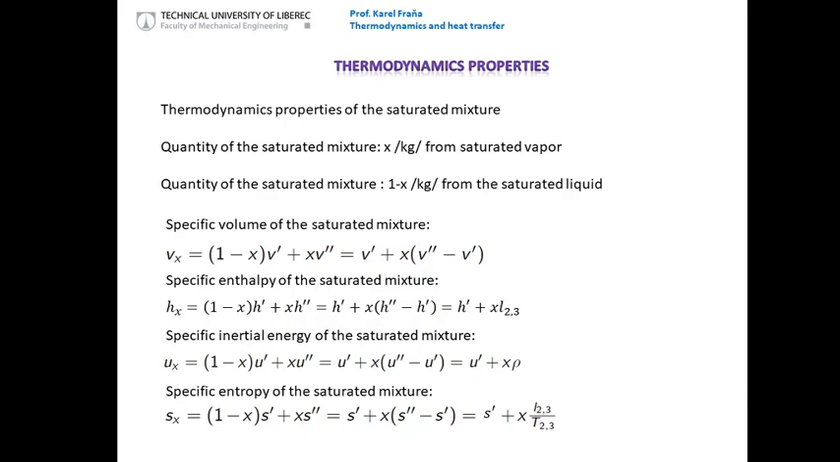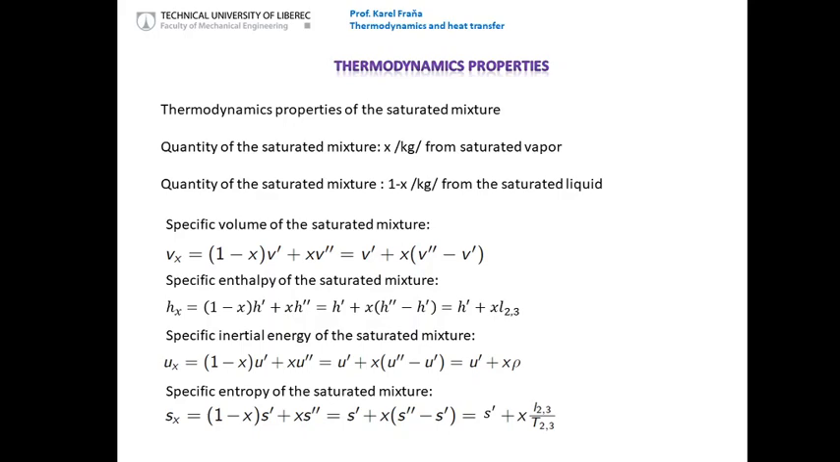If x is just 1, it means that the total specific enthalpy will be just the enthalpy of the saturated liquid plus the latent heat. You can do it very similarly for the specific entropy, but you shouldn't forget the latent heat must be divided by the temperature in order to have the entropy.